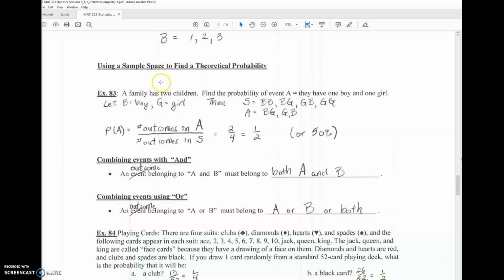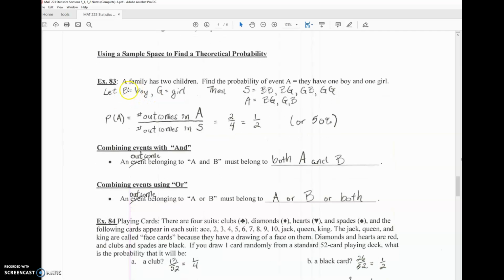Using a sample space to find a theoretical probability. Let's do another example here. Example 83. A family has 2 children. Let's find the probability of event A that they have 1 boy and 1 girl. Now somebody answering this quickly might think it's a 33% chance or a 1/3 chance, right? 2 children and we want to find the probability that they have 1 boy and 1 girl. When you think through it carefully though, it's not that. So let's see how. Let B equal boy, G equal girl.